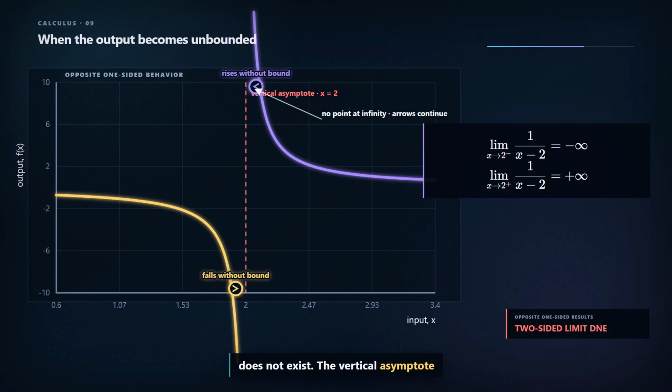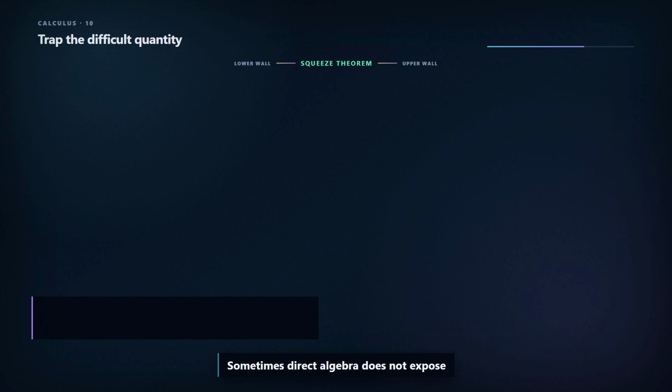The vertical asymptote remains. An asymptote describes nearby geometry. It is not a wall the graph physically collides with. Sometimes direct algebra does not expose the destination. Instead, trap a difficult quantity between two easier ones. If the lower and upper quantities approach the same value, the middle has nowhere else to go. This is the Squeeze Theorem.